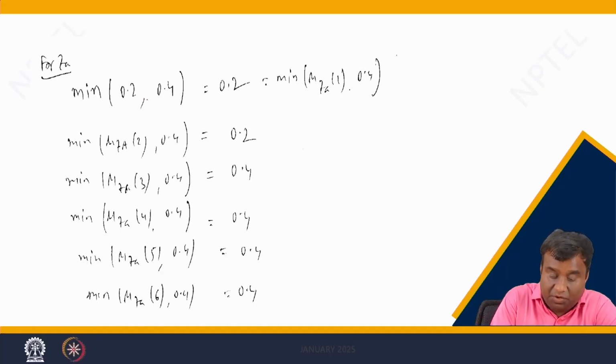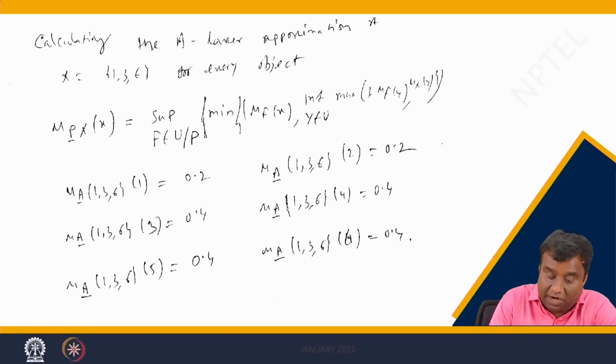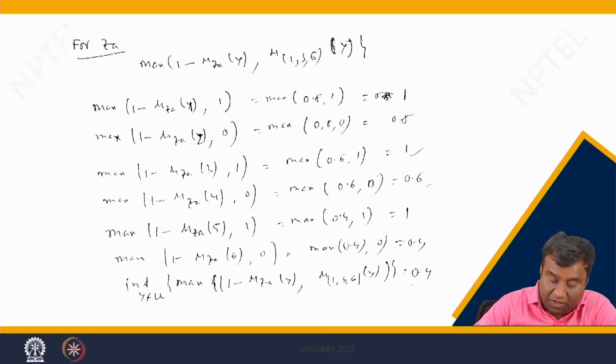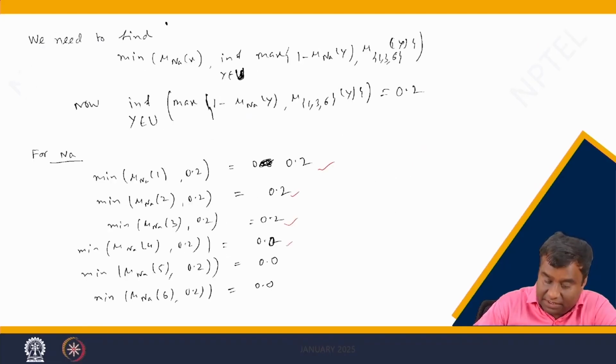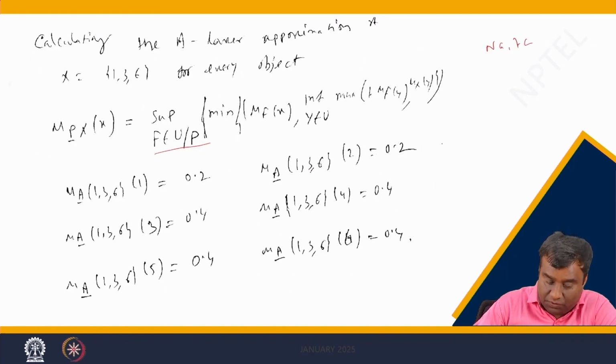Now we need to calculate the minimum of mu F x and 0.4. So the minimum is 0.2. Here also the minimum of these things, so 0.2, 0.4, here also 0.4, 0.4, 0.4. So that is for the attribute A. Calculate the lower approximations of all these sets. So that is the supremum of NA and ZA. So NA and ZA, the first one, both values are 0.2, so here we'll get 0.2. Next, 0.2 for both values, so 0.2.